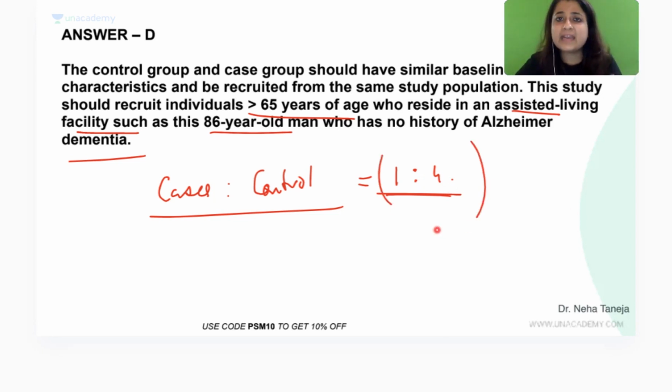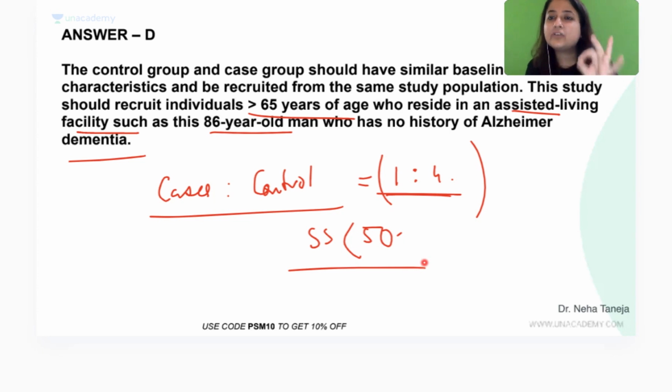But when can I take 4 controls for one case? When my sample size is less than 50, when my cases are less than 50, and the cost of collecting the cases and controls, all right, are almost equal. I can go for one case up to 4 controls. But if my cases are very many and the cost of collecting are different, maximum 4 controls.